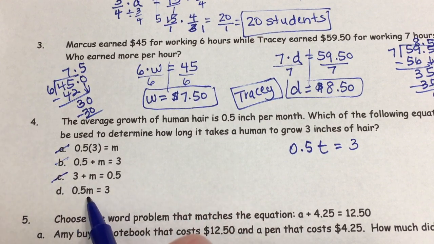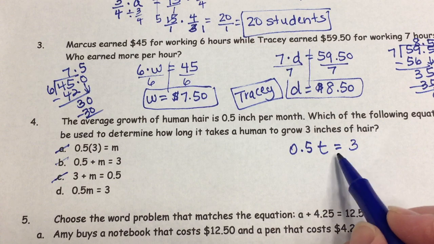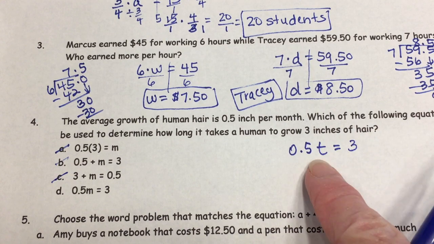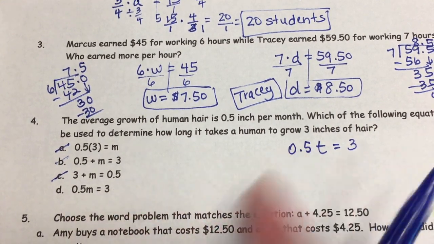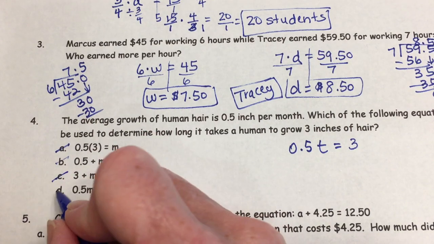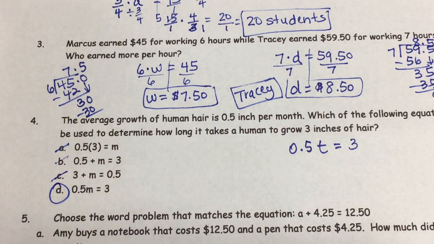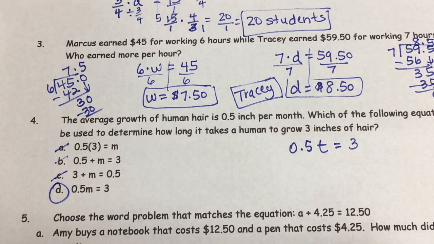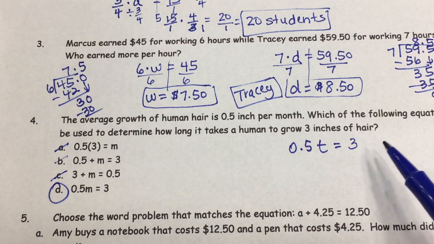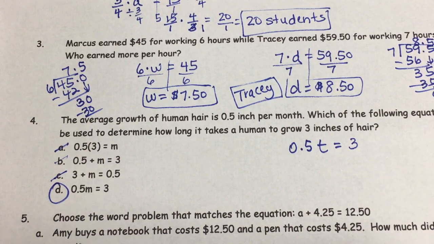Here I have 0.5m equals 3. So to solve this, I would divide by 0.5. Is that the same thing I would do to solve it here? Yes. The only difference really is that they used m and I used t. So this is the equation that matches the word problem. Some of you are going to think, well, I don't even need to write the equation, I know how to solve it. And you would be correct. You are going to divide, but you've got to pick the right equation.